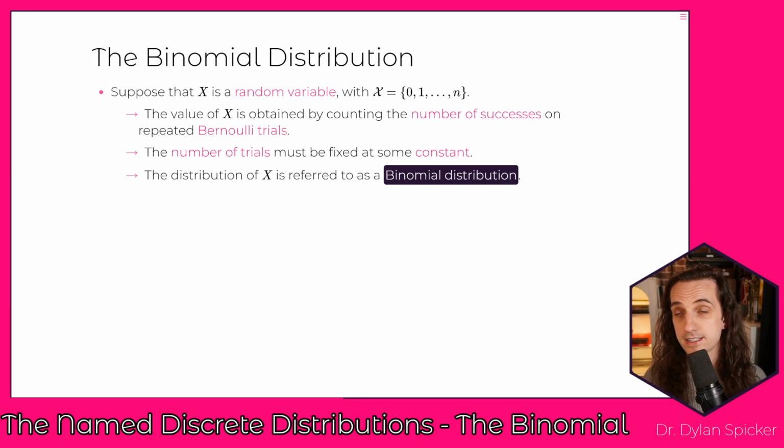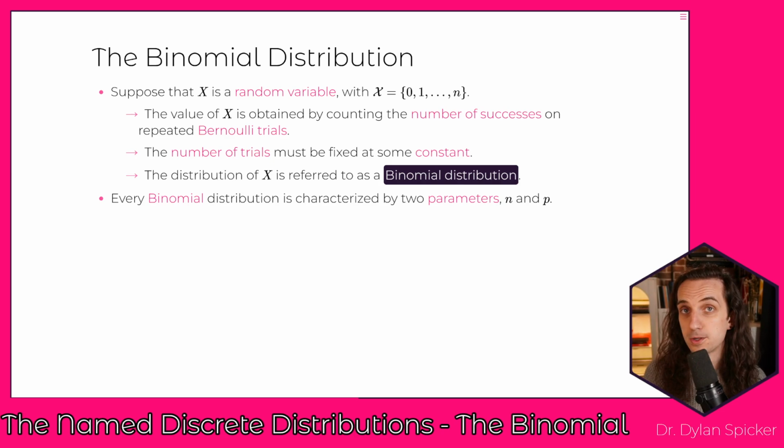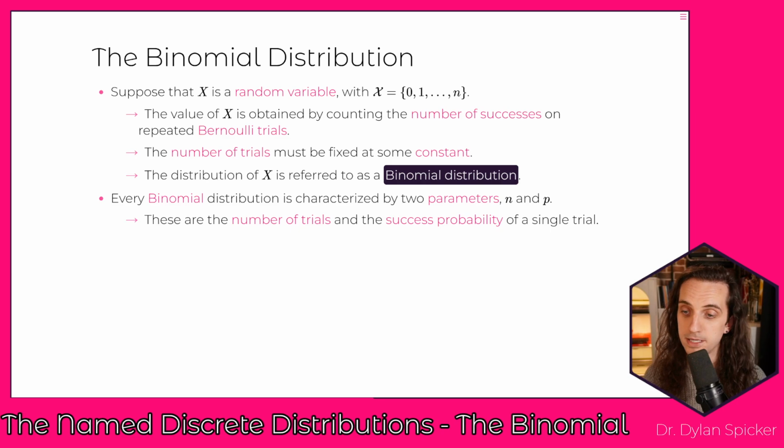The distribution of x in this case is then referred to as the binomial distribution. We say that x is a binomial random variable, and the two parameters that we care about here are the number of trials, which we call n, and the success probability of every trial, which we call p. So the number of trials is n, the success probability is p. If you know how many trials you are running and what the probability of success is on each of those trials, then you know everything you need to know about the binomial distribution.